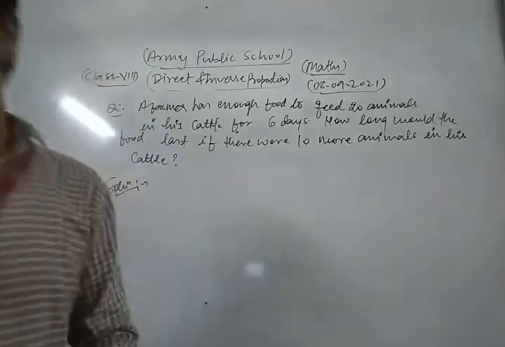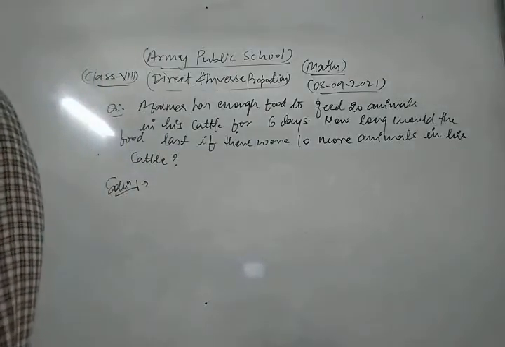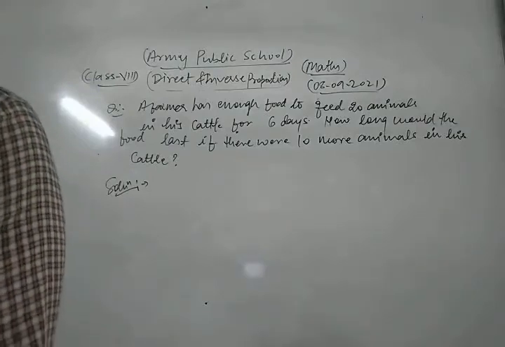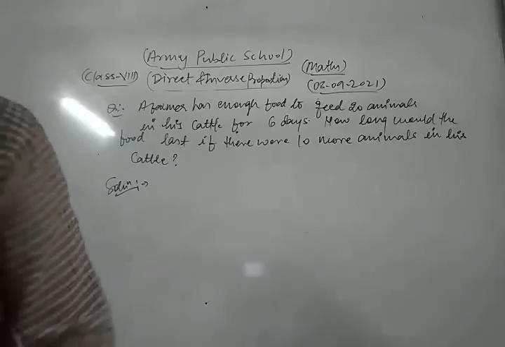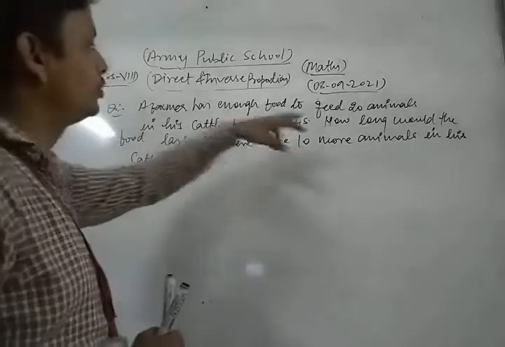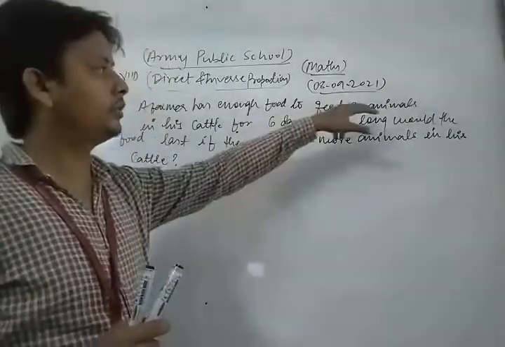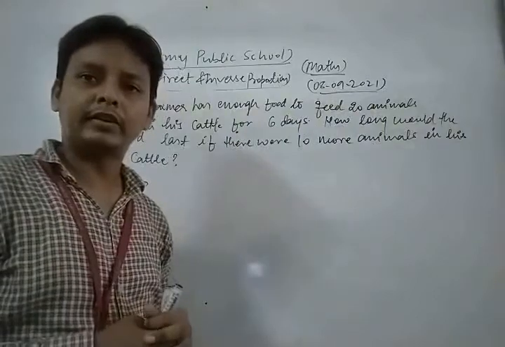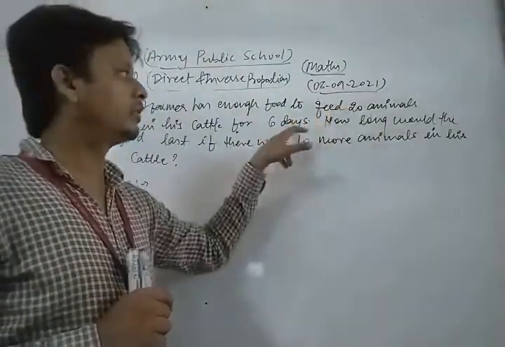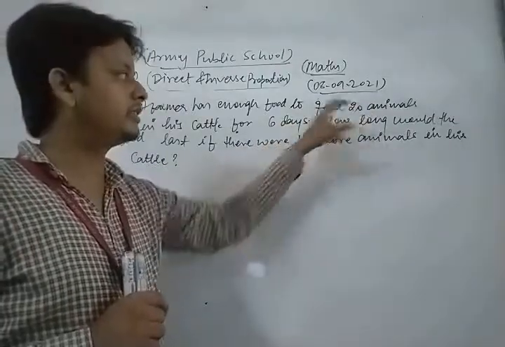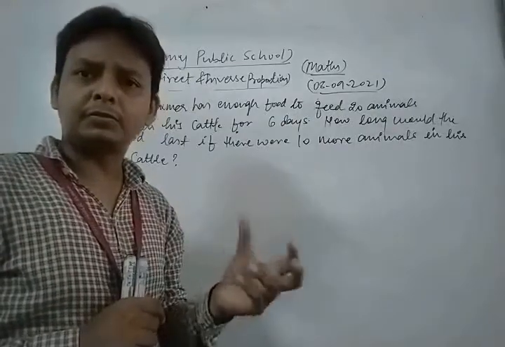Now let's see its solution. What is the process to solve that type of questions? Let's see, dear students. This is a very important question of your syllabus. Here a farmer has enough food to feed 20 animals in his cattle for 6 days. You know that the number of animals and time, meaning number of days, are in inverse proportion, because if the number of animals increases, the number of days decreases. If this decreases, this increases. So there is an inverse proportion between them.